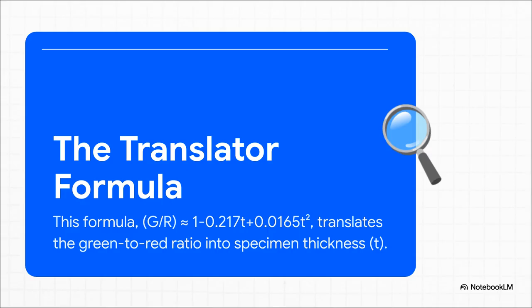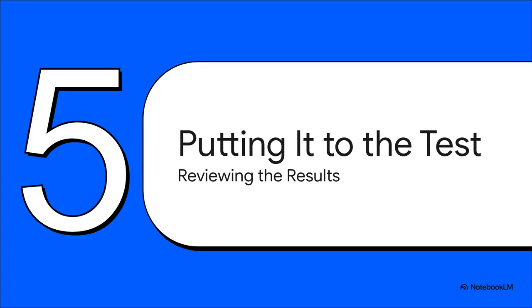Now, don't worry, you don't have to memorize this formula. What's important is what it does. It takes that green to red color ratio from the photo, something a computer can measure in an instant, and it spits out a physical thickness. That's our rise. It's the bridge that connects the world of color to the world of geometry. Pretty cool, huh?